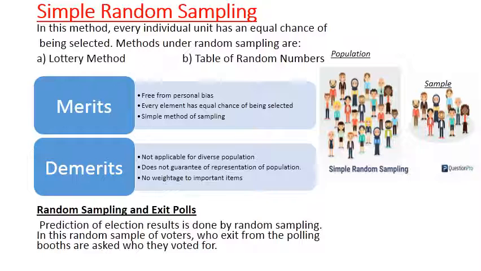One more method is known as the table of random numbers. There are a number of random number tables, like Tippett's table. Tippett's table has 10,400 numbers. The population is arranged and numbers are given accordingly. Then the sample is selected from the population by selecting those random table numbers. Merits: free from personal bias, because the sample is selected randomly. Every element has an equal chance of being selected.